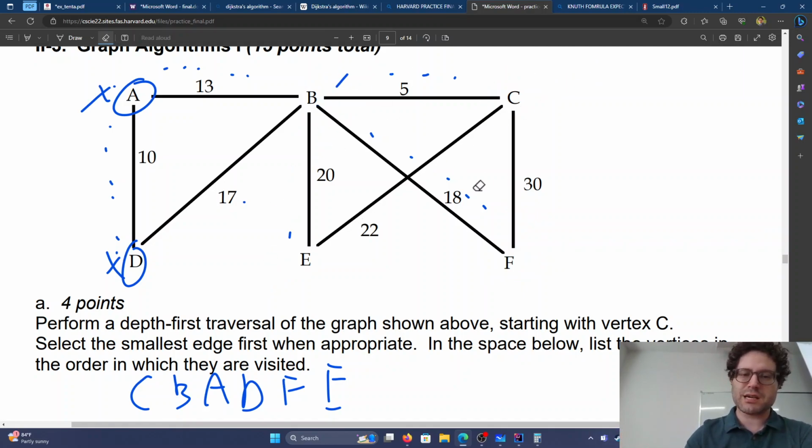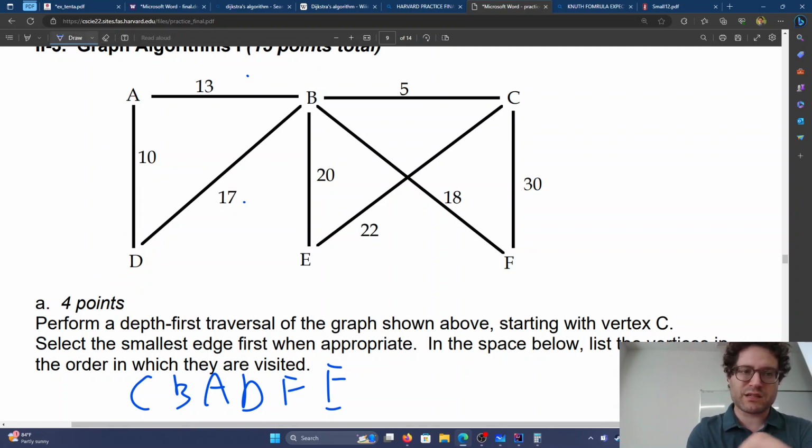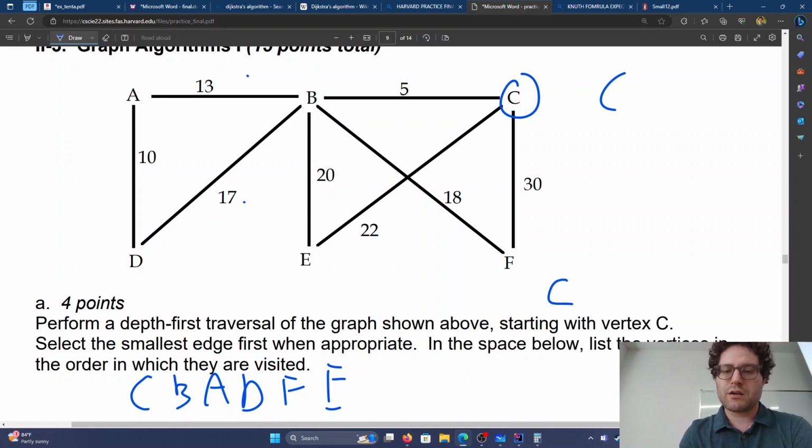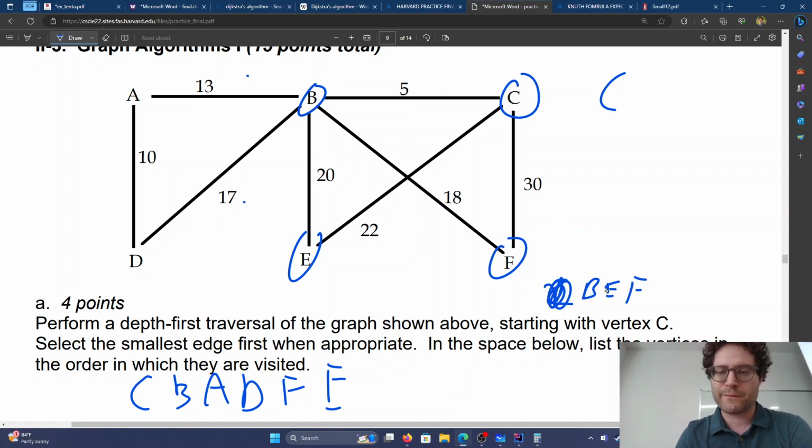Now for breadth first search, that's easier. Still starting from C. We start making a queue, starting with C. C is out of the queue, and we add C's neighbors. C goes to B, E, and F. We add them in order by weights because it says to do the shortest weights first. So B, E, and F.